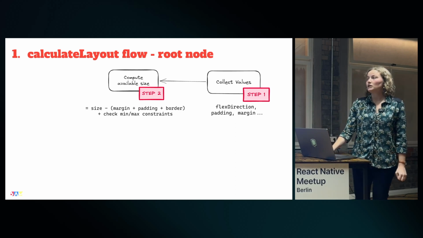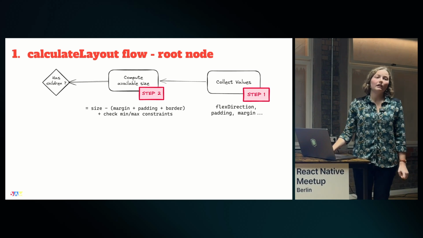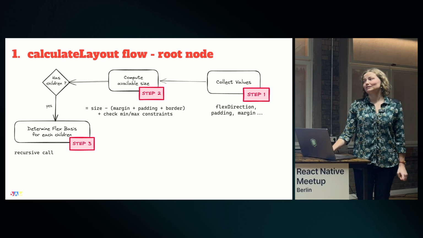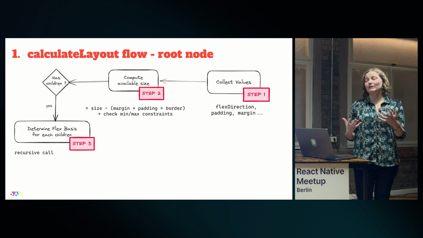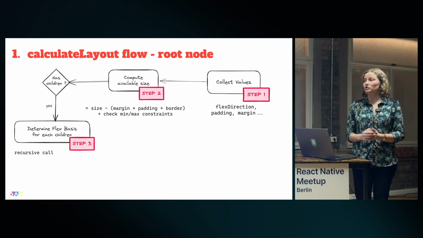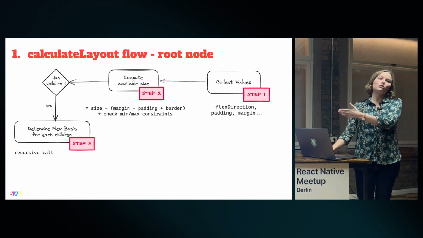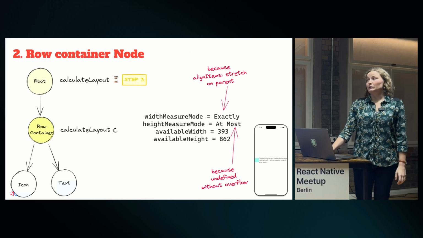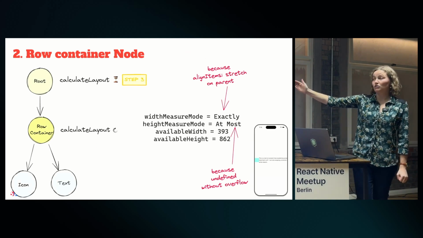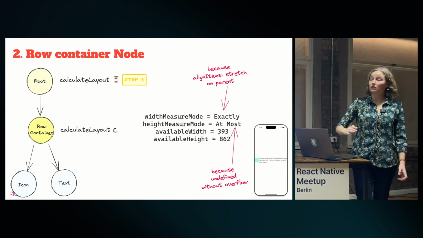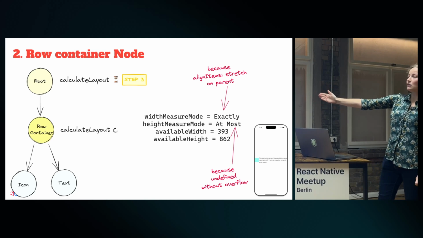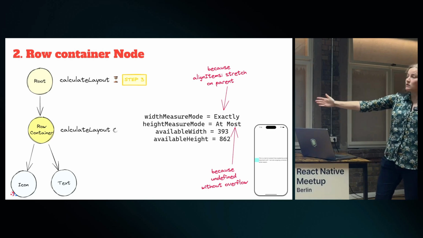And then, at step 3, you check if you have children. And if you have children, you have to stop. Before computing your own size, you have to compute the size of your children. You have no choice. So this is where the recursion starts. So we have to stop our row's computation and go to our row container computation. So we recall calculate layout with other arguments.